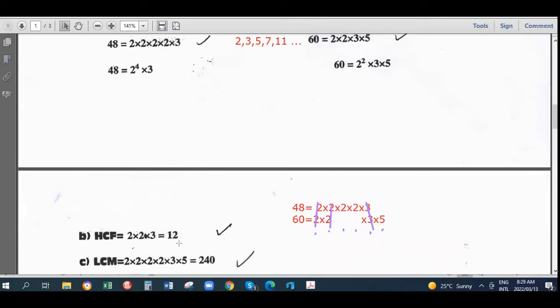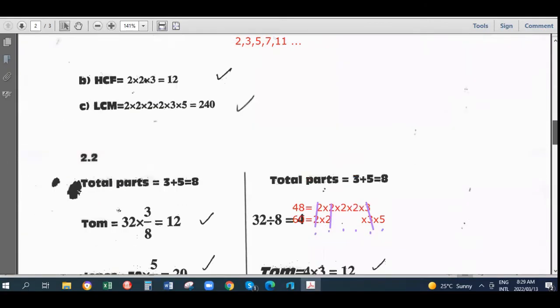So your lowest common multiple is a larger number. So you're taking multiple numbers here, or multiple of these factors. So it's your lowest common multiple that gives you 240. The next question.